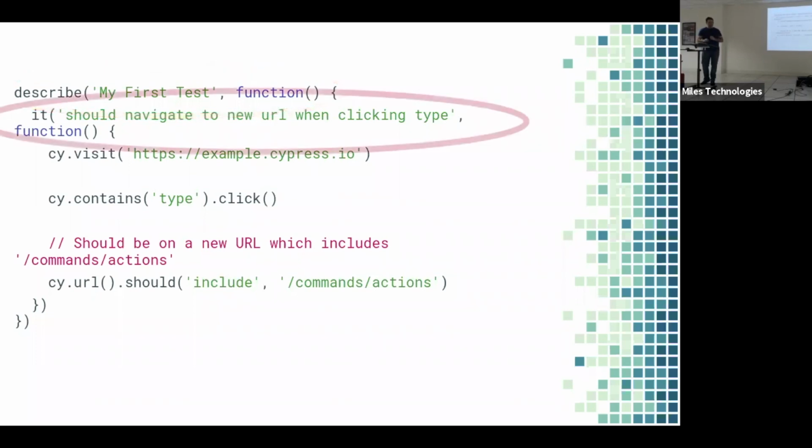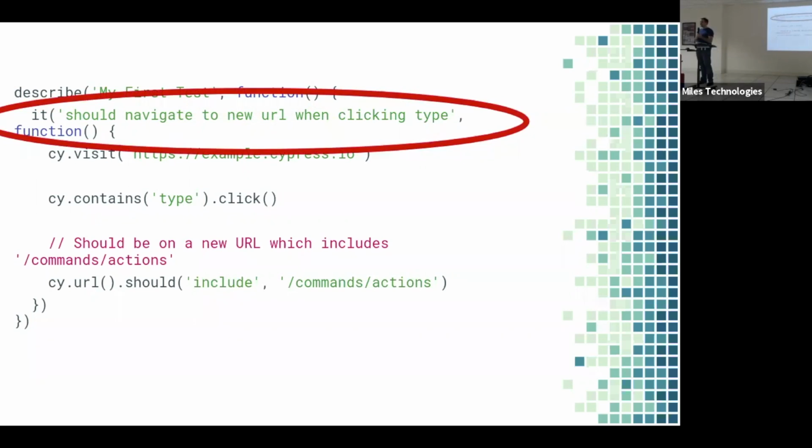The next one is the it statement. This one is where the test begins. So an it statement is the beginning of a test. You're saying it should do something. And there's no rule here on what you call the test, but a lot of common testing formats will say that you do the should, expected behavior, when, system under test behavior. Right? So if you look at my test here, I have should, and the behavior that I'm going to do is navigate to a new URL. When, and the testing scenario I'm doing is clicking type.